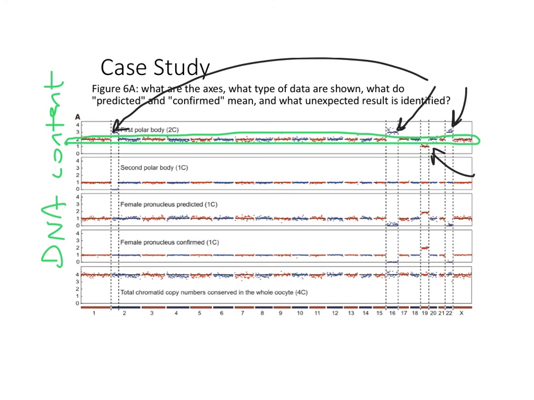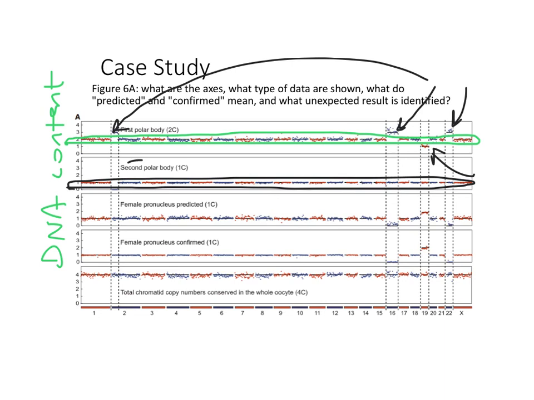Okay, second polar body. Is it looking like we expect 1 copy of every chromosome? Almost. Almost, except there's an absence of any part of that part of chromosome 2. Shocked? That's where it came from.